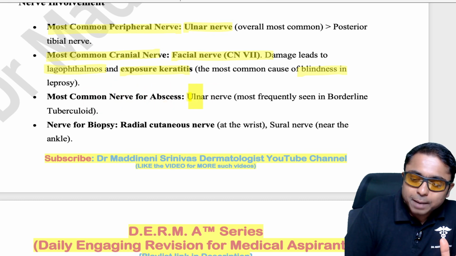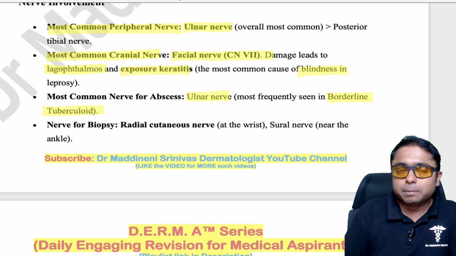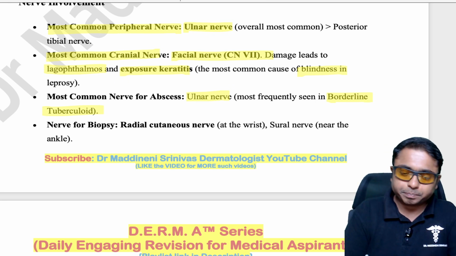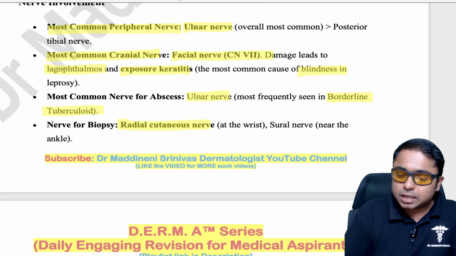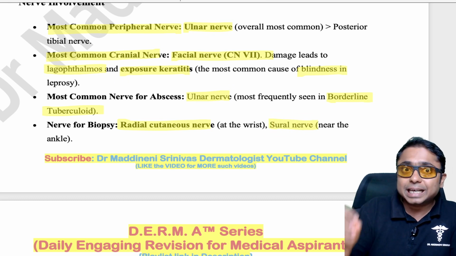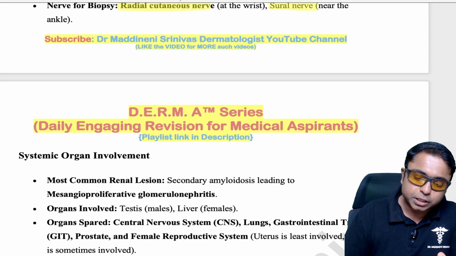The most common nerve for abscess is the ulnar nerve, most frequently seen in BT leprosy, and remember BT leprosy is the most common type of leprosy in India. The radial cutaneous nerve and sural nerve can be used for nerve biopsy in the case of pure neuritic leprosy, where there are no skin lesions on the body of the patients.